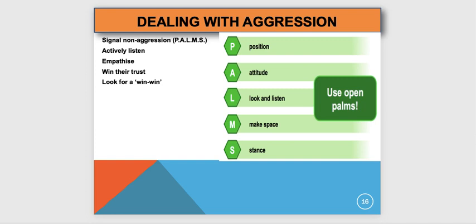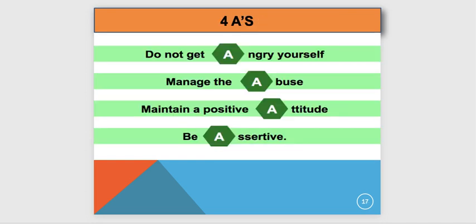But first and foremost, in order to deal with aggression, remember the 4 A's. Do not get angry yourself. Remember, that person shouting at you, not necessarily because of you, but because of the situation they find themselves in. So think about the environment. Think about the reasons why they're getting angry. Most importantly, don't get angry yourself. The last thing you can do, if someone's shouting at you, is shout back at them.